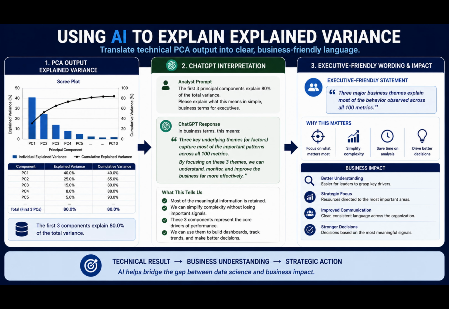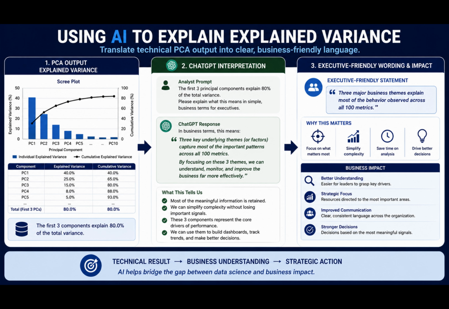Instead of saying, "the first three components explain 80% of the variance," you might say, "three major business themes explain most of the behavior observed across 100 metrics." Same mathematics, much clearer communication, and that's where AI adds value. It helps bridge the gap between technical analysis and business understanding.